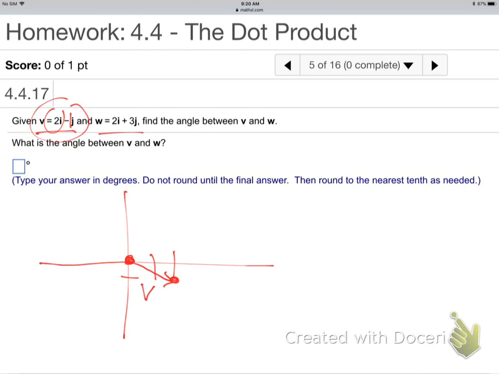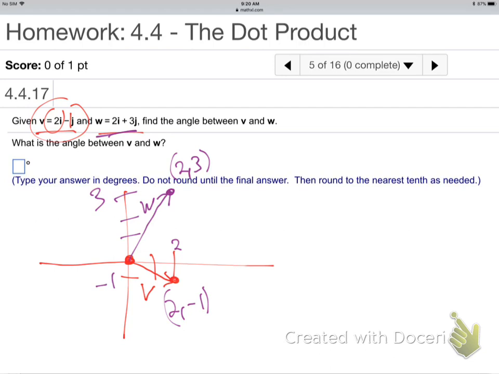We good so far? Right? 2 right, down 1. 2i minus 1j. Okay, now let's do the other vector, which is vector w. Where is he? He's right 2, up 3. That's vector w. Up 3, right 2, this one's down 1. We good? So this one's right 2 up 3, or 2i plus 3j. This one is right 2 down 1, 2i minus 1j.